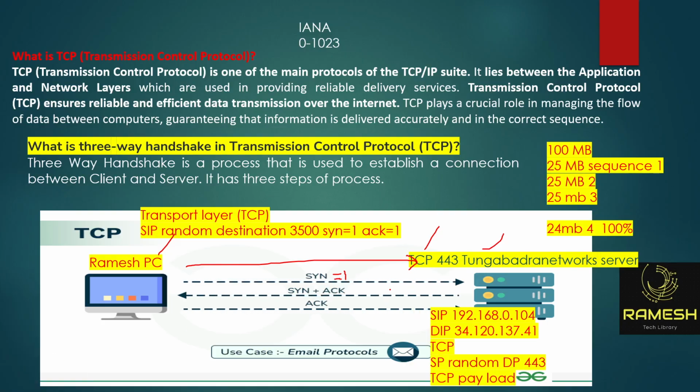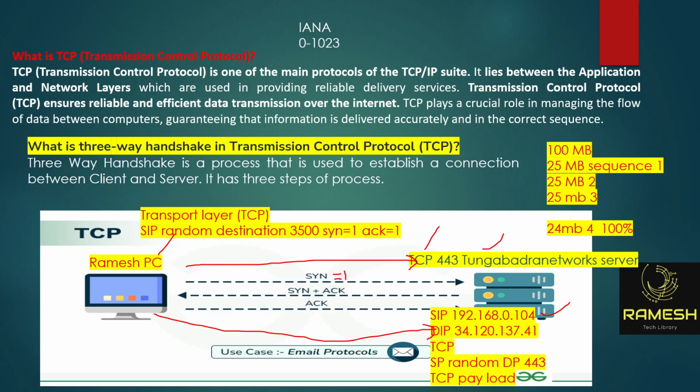So it will send a TCP packet. This is a TCP packet, right? Source IP is my computer IP address. What is the destination IP? This is the server IP. Now this is the TCP destination port 443, and the TCP payload. It means the TCP header, in which the synchronization bit will be set to 1. This entire packet is received by the Tungabhadra networks.